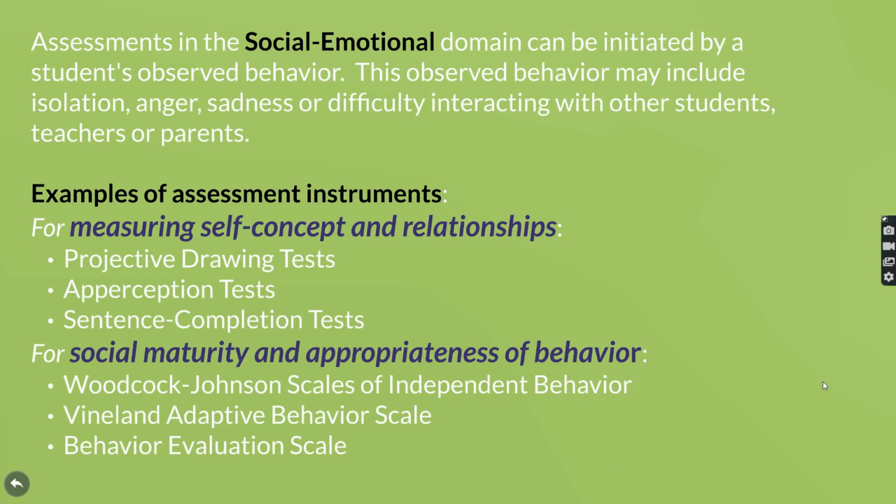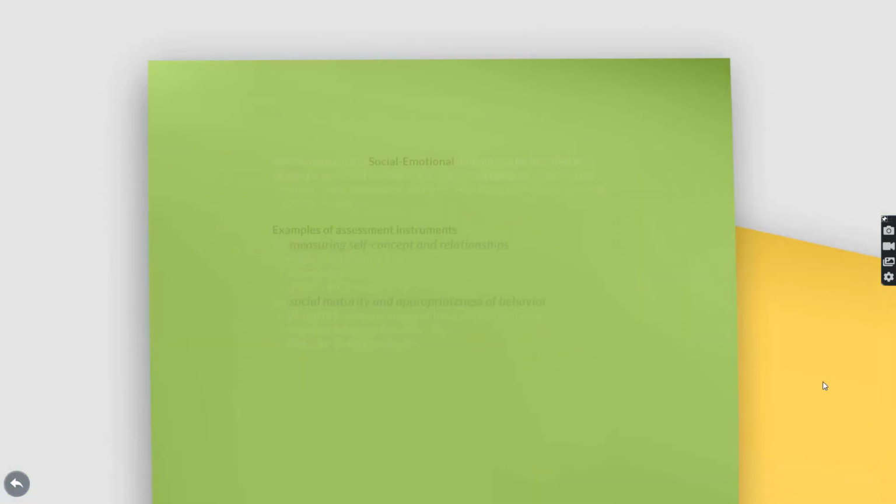Examples of assessment instruments for measuring self-concept and relationships include projective drawing tests, apperception tests, and sentence completion tests. Assessment instruments for measuring social maturity and appropriateness of behavior include the Woodcock-Johnson Scales of Independent Behavior, Vineland Adaptive Behavior Scale, and the Behavior Evaluation Scale.